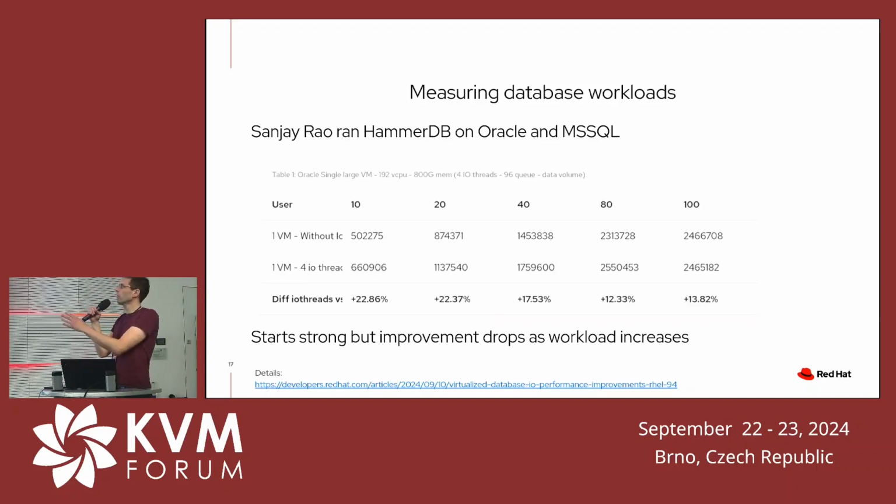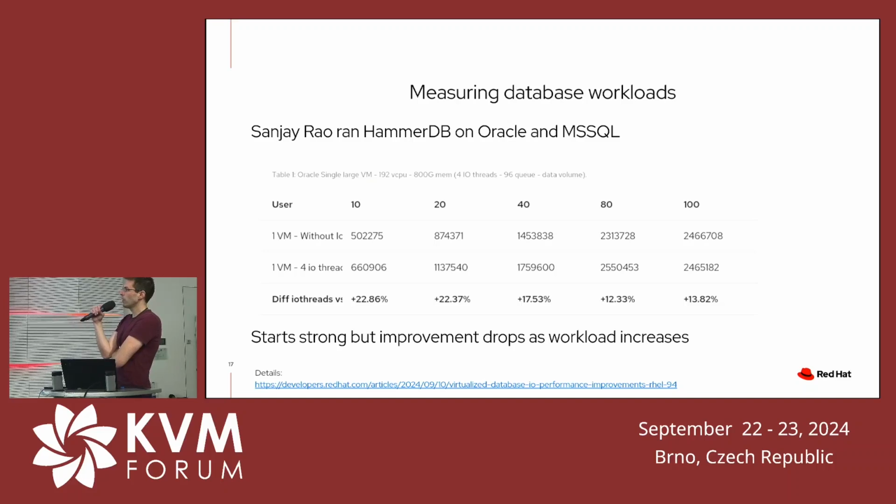Okay, another thing I wanted to show you is that the 2x IOPS improvement that I got on my machine is a nice number. But what happens when we run real workloads, bigger workloads, not I/O micro benchmarks? My colleague Sanjay Rao at the Red Hat Performance team ran HammerDB on Oracle and on Microsoft SQL Server. And here you can see the results when he ran it on a 192 vCPU guest.